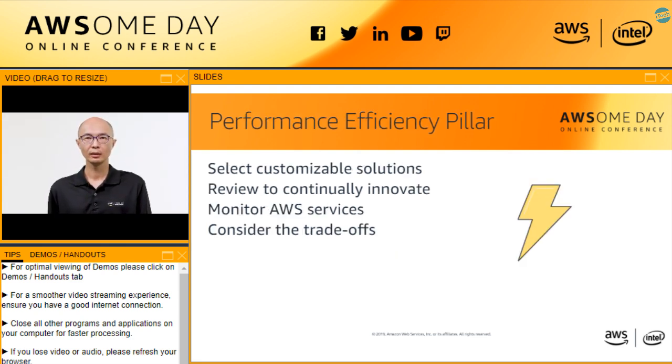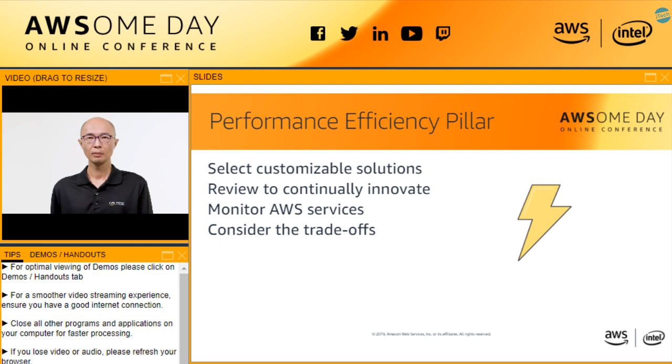Now let's look at the performance efficiency pillar. The four pieces that make up performance efficiency in the cloud include selection, review, monitoring, and trade-offs. Let's dive deeper into each area.